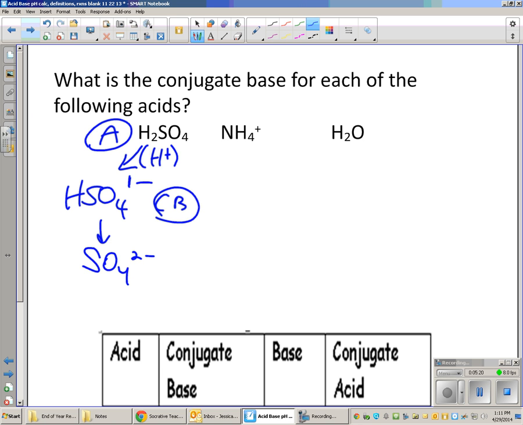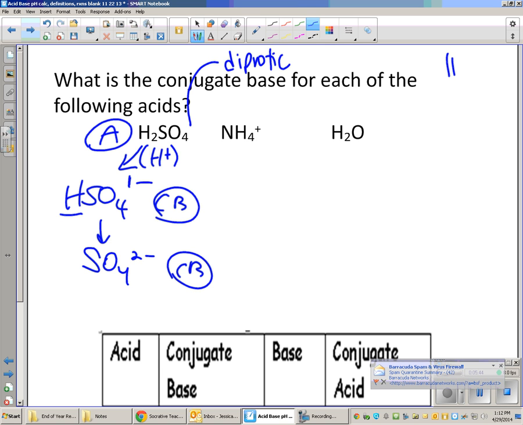SO4 2 minus, because that H right there can be removed, so no H is left over, and that one gets dropped down just one more because you're removing a positive charge. So that's another conjugate base. So when you have two H's, what do you call yourself? Diprotic. Yes, so that's a diprotic acid.